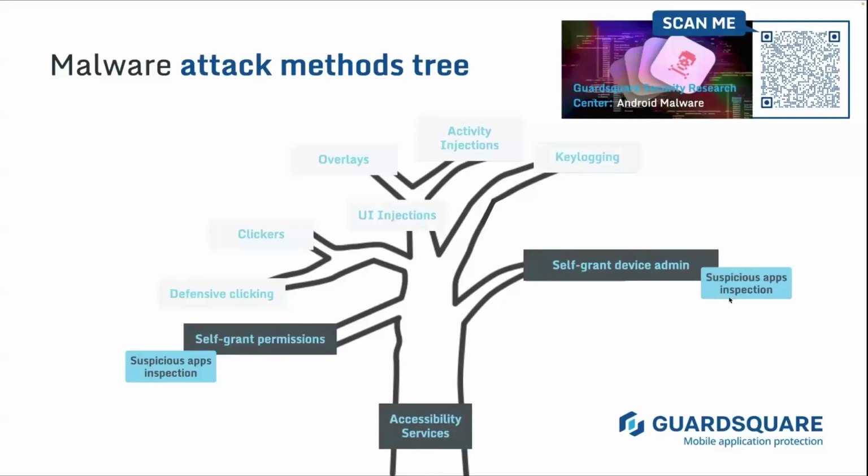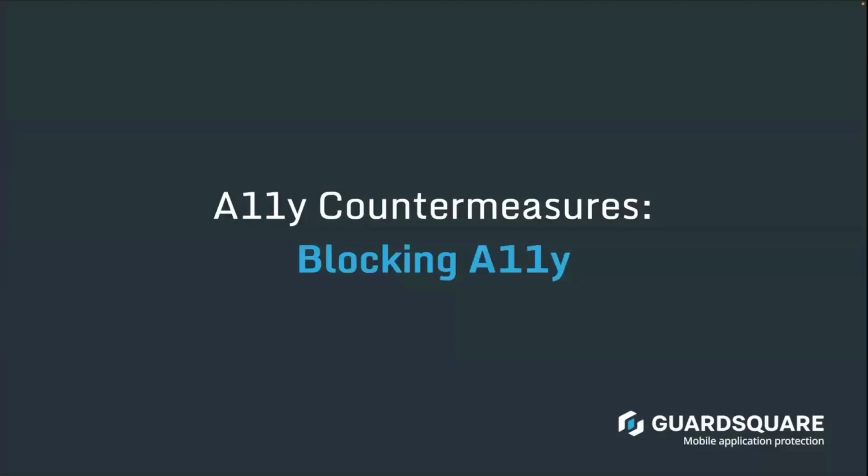Okay, let's try to elaborate more on this. Let's explore another approach, which is blocking accessibility capabilities. So the first question is, can we actually block? Can we make sure that we can counter and prevent accessibility services from acting against my application? Can we make sure that a keylogger is not going to work or a clicker is not going to work on my application?